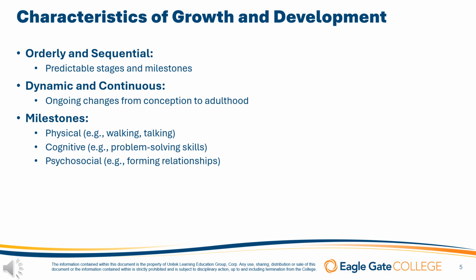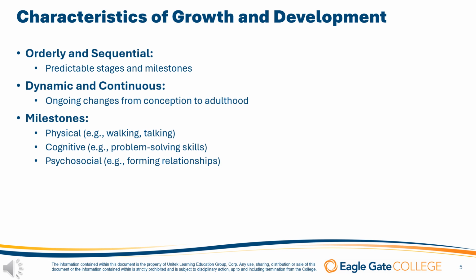For example, most children begin to walk independently between 9 and 18 months. Cognitive milestones involve the development of thinking, problem solving, and learning skills. Examples include recognizing familiar faces, learning new words, and understanding cause and effect relationships. For instance, by the age of 2, most children can follow simple instructions and begin to engage in pretend play.